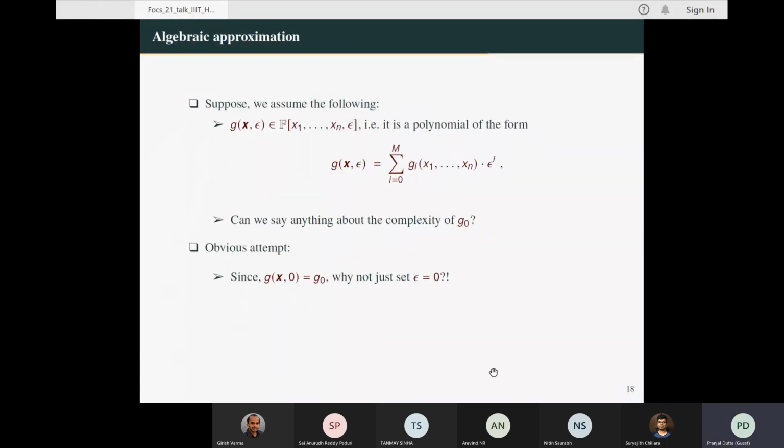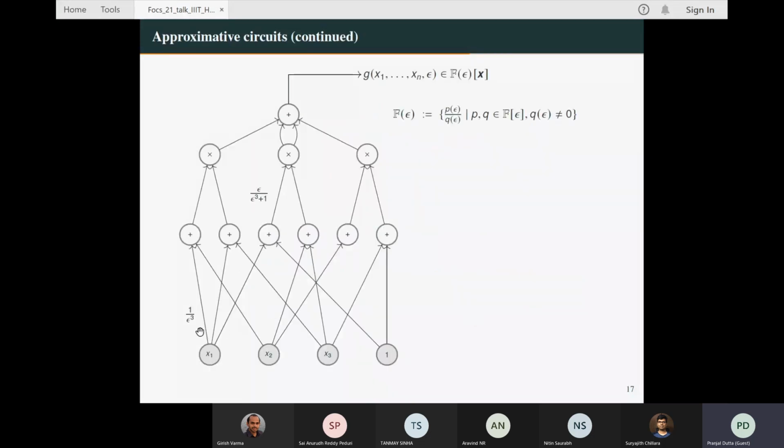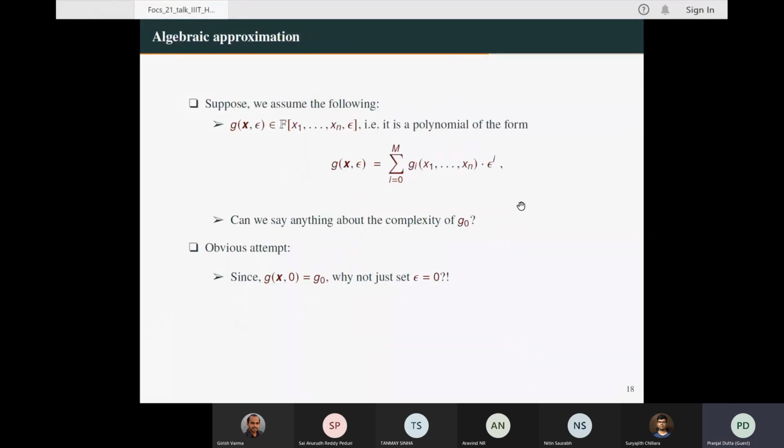Now you can say, come on, you can just put epsilon equal to 0, right? What is the problem in setting epsilon equal to 0? The problem is that although G0 is defined, you cannot really use epsilon equal to 0 in the circuit. If you look at that circuit, you cannot put epsilon equal to 0. What does 1 by 0 cube mean? It is ill-defined. That is exactly where the catch lies: I cannot make epsilon equal to 0, but still I want to understand the epsilon to the 0 coefficient.